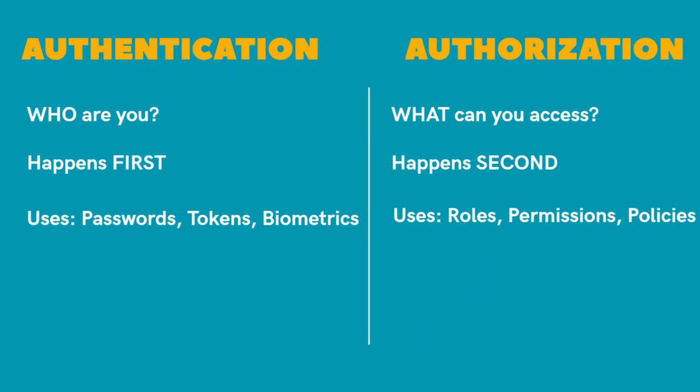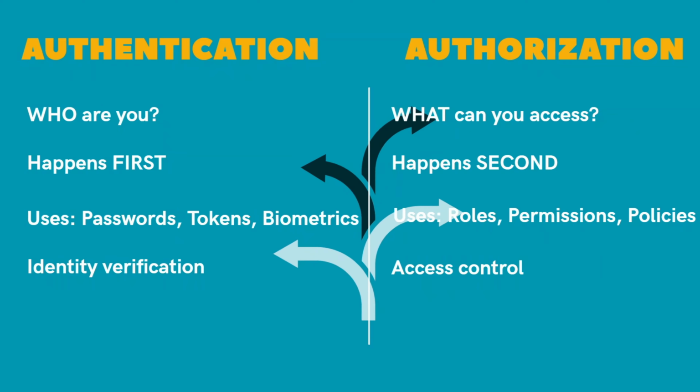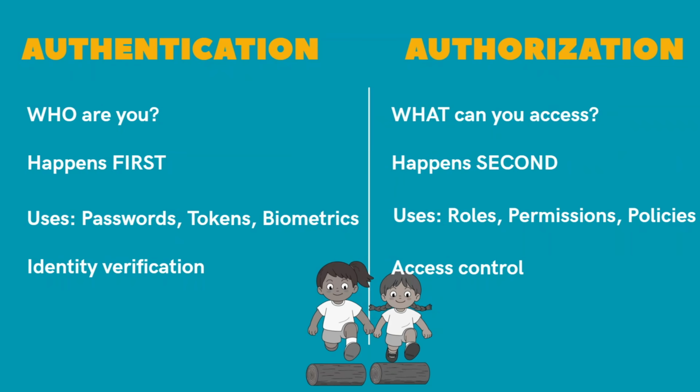Authentication uses passwords, tokens, and biometrics to prove identity. Authorization uses roles, permissions, policies, and entitlements to prove access. Authentication is all about verifying your identity. Authorization is all about verifying your access within the system. Two different processes, two different jobs, but they work together to provide security in an IAM system.